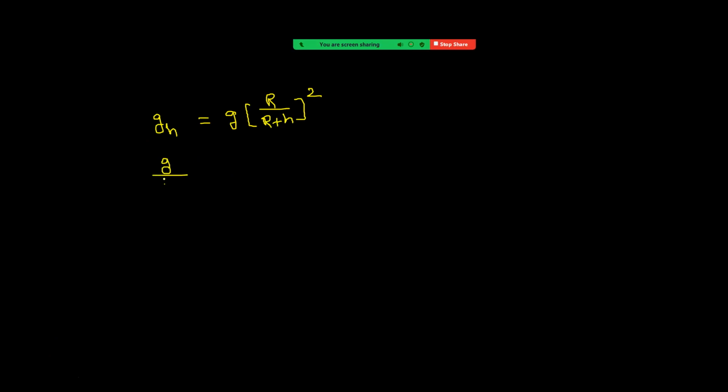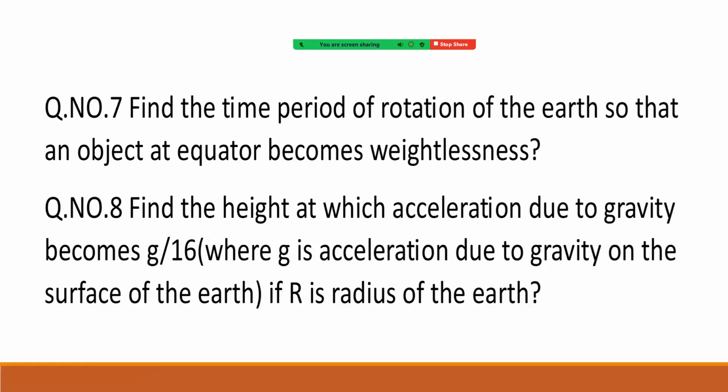So now g by 16 equals g into R by R plus h whole square. g cancels. So 1 by 4 equals R by R plus h, so 4R equals R plus h. That implies h equals 3R. So it is a very simple question. See the next problem.